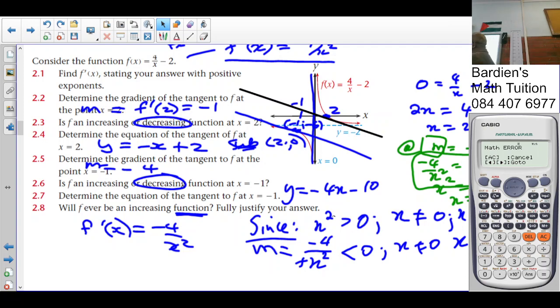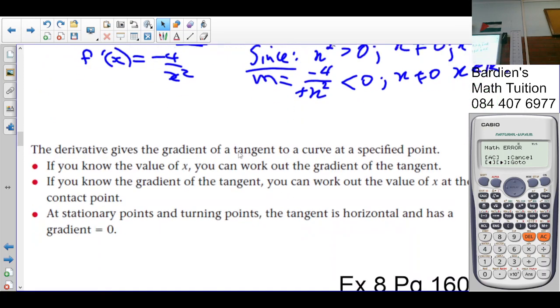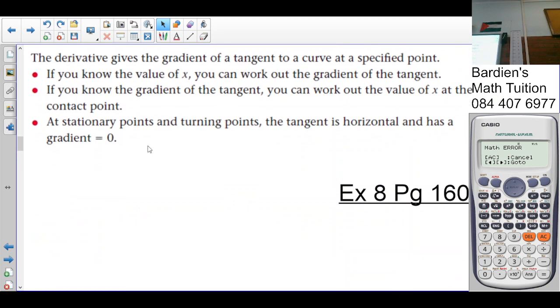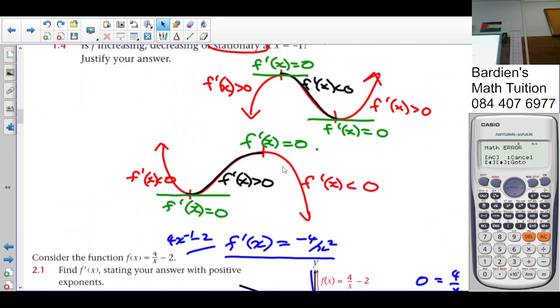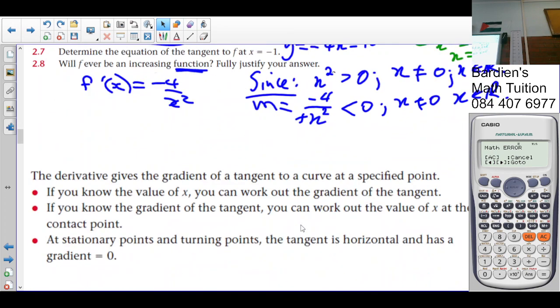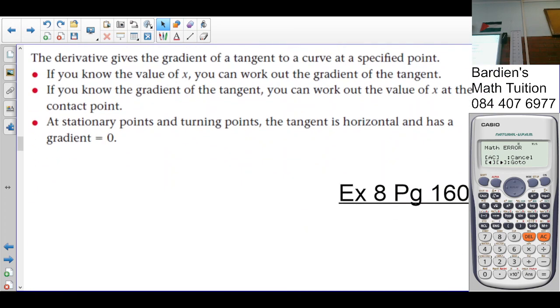The gradient of the tangent to the curve at that point. And that is something you must note at this point. A stationary point and turning point: the tangent is horizontal and has a gradient of 0. I've indicated that way when we drew these graphs here. Remember that at the turning point your gradient is going to be 0. Alright. Let's carry on.